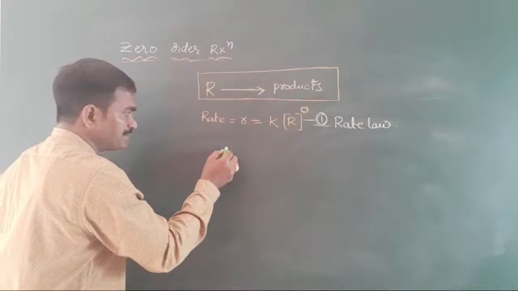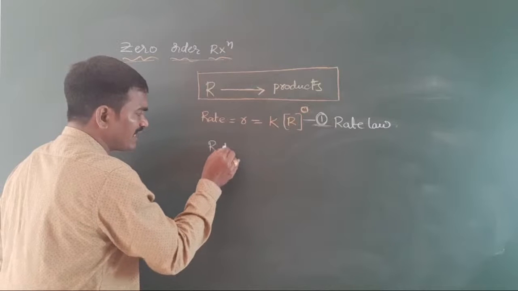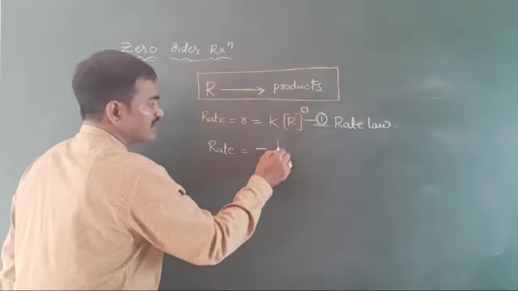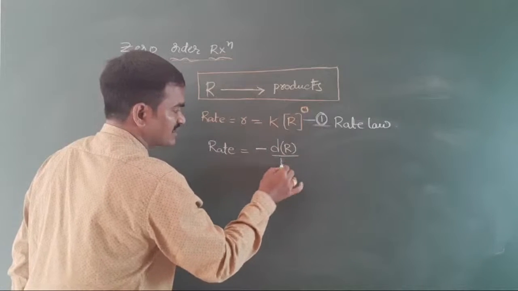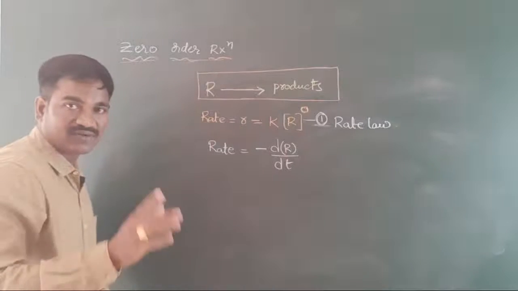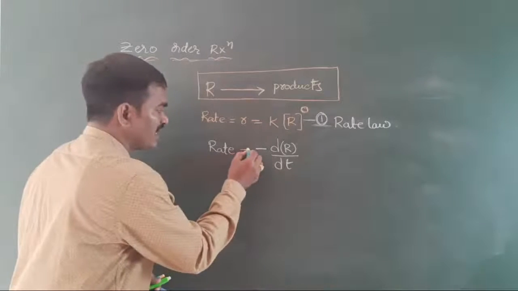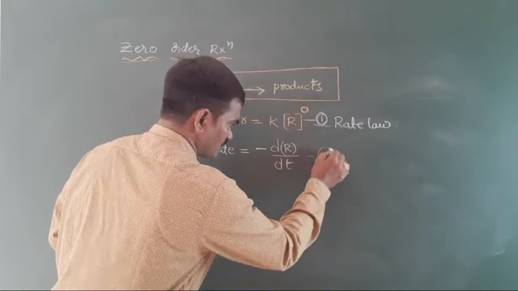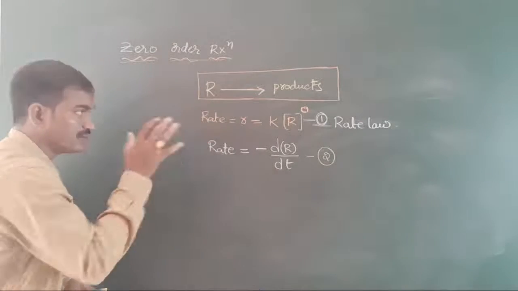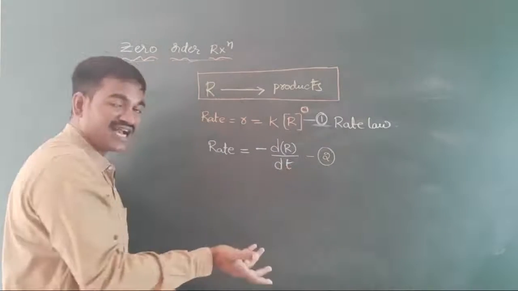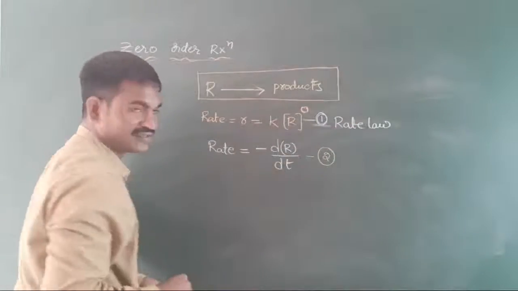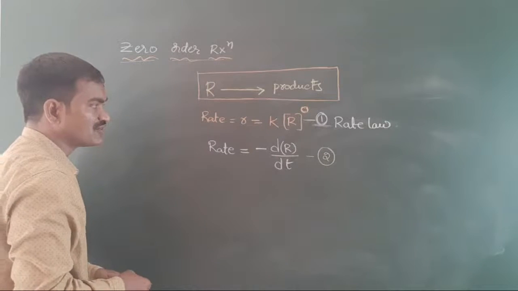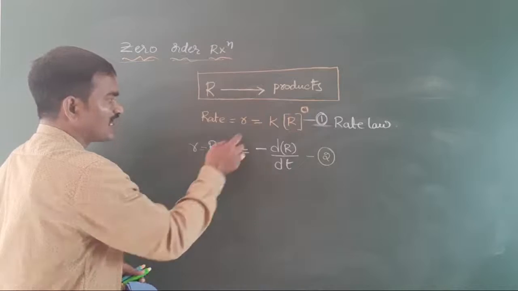Now here you see, you all know very well, rate we can express as minus dR by dt, the instantaneous rate. Have you got what I am saying here? You see clearly here, rate is equal to minus dR by dt. This is equation 2. Rate means instantaneous rate. This rate law I am taking as equation 1, and this one I am taking as equation 2.